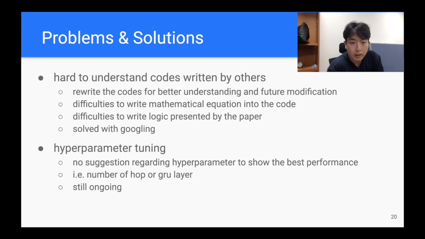We found it is hard to understand code written by someone else. We decided to rewrite the code to understand it better and more deeply, also for future modification. While implementing, we faced some difficulties writing mathematical equations and logic into code. Googling helped a lot. As we said before, we are still trying to find the best hyperparameters of this model.